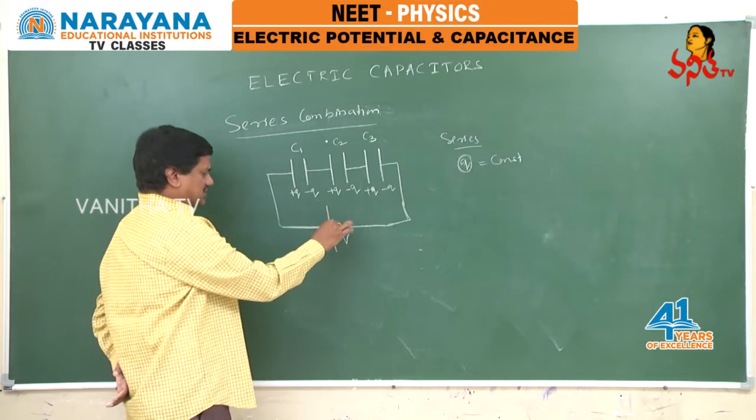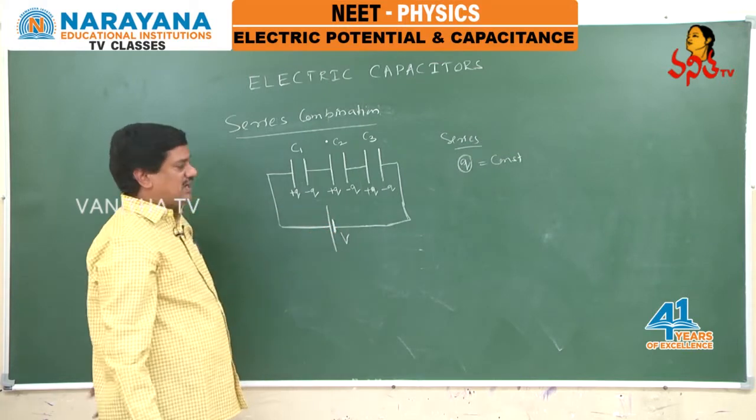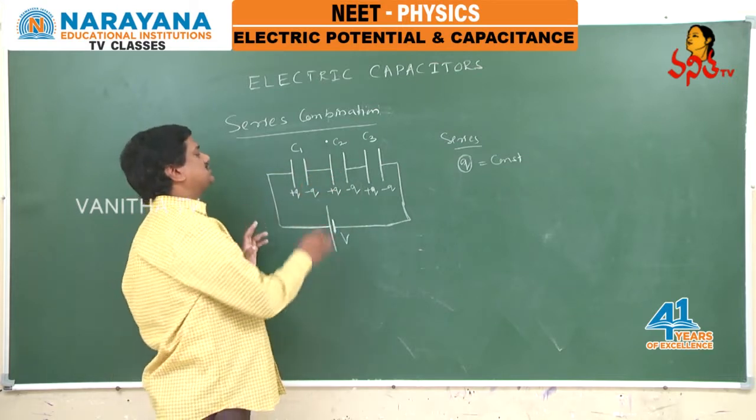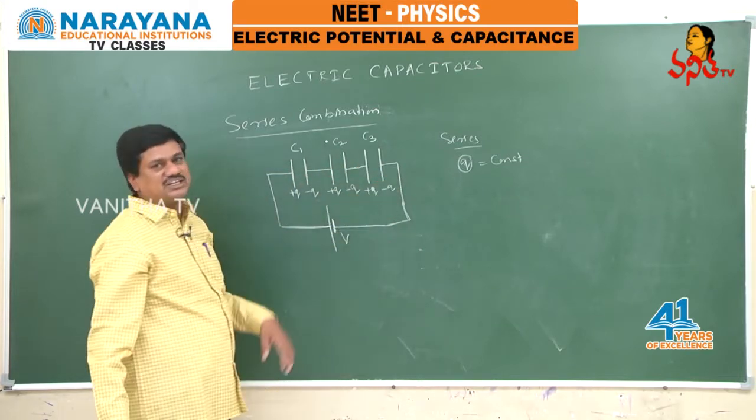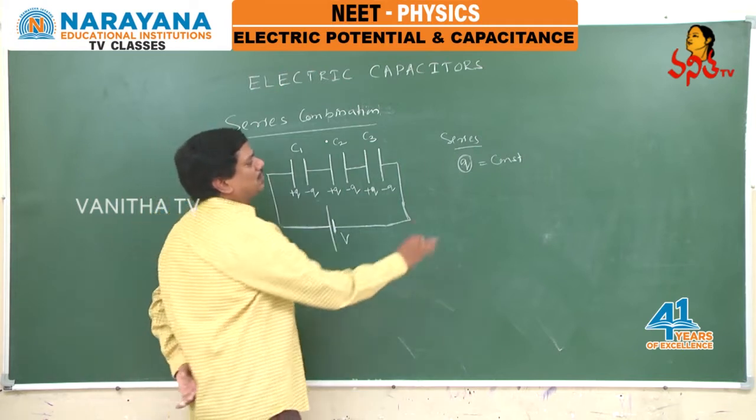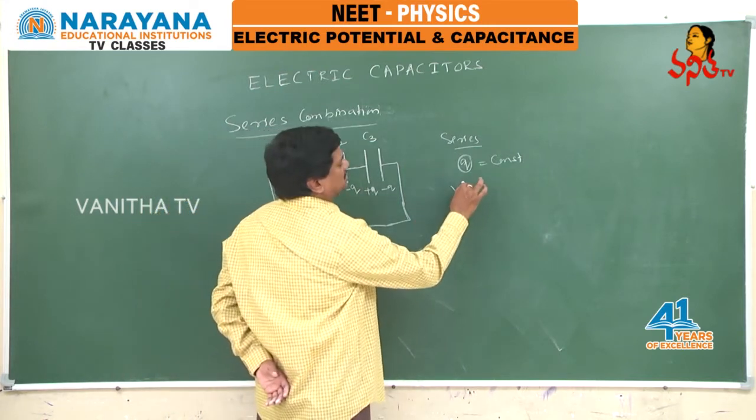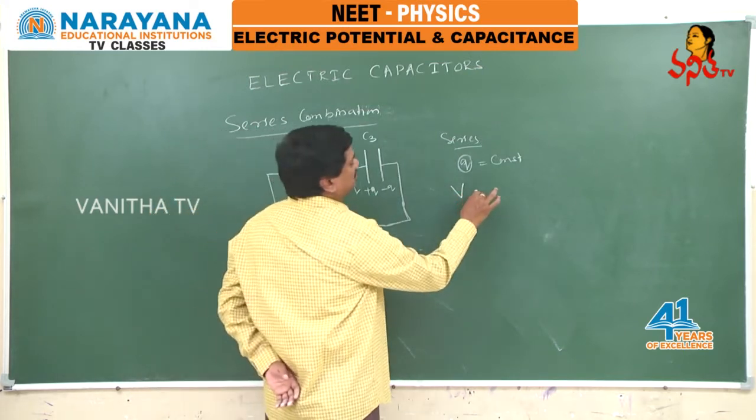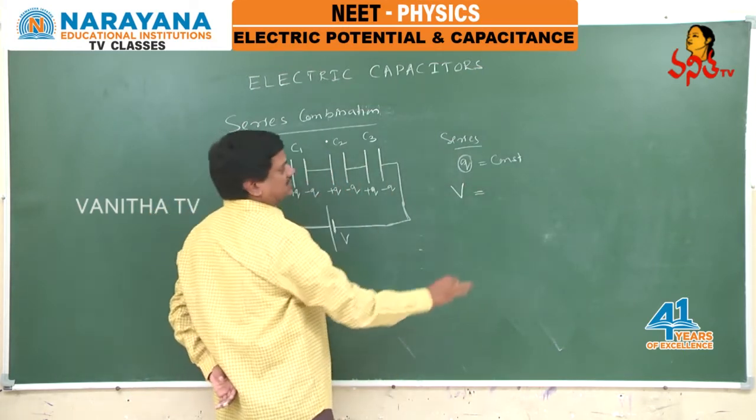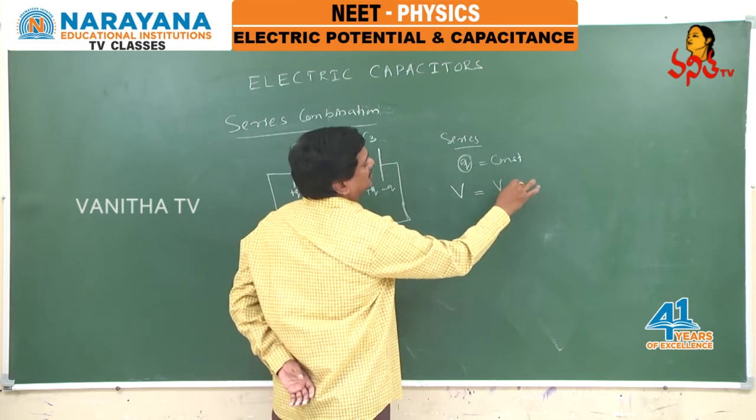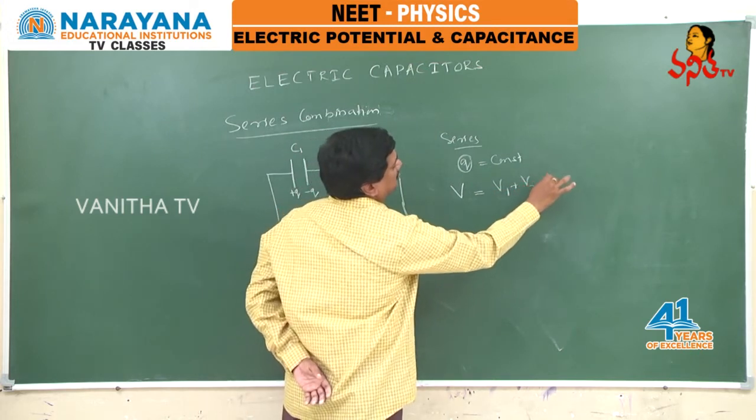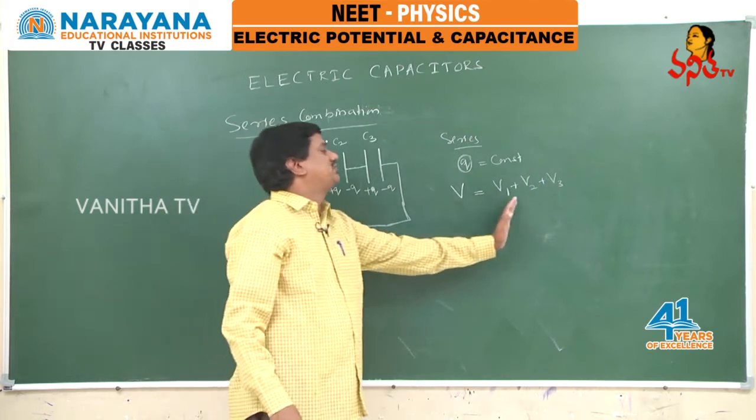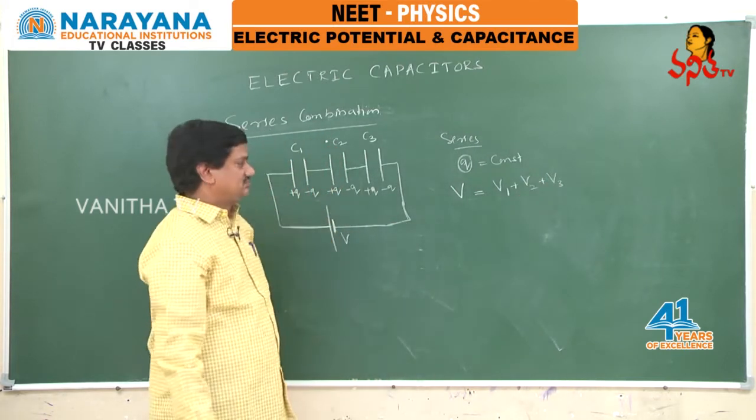If V is the potential of the battery, I am giving some potential to the capacitors. So the potential will be shared among the capacitors connected in series. The total potential is shared among the combination. So V equals, let the potential on the first be V1, on the second V2, and on the third V3. So the total potential V equals V1 plus V2 plus V3.